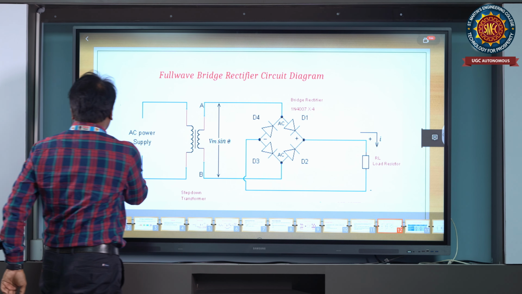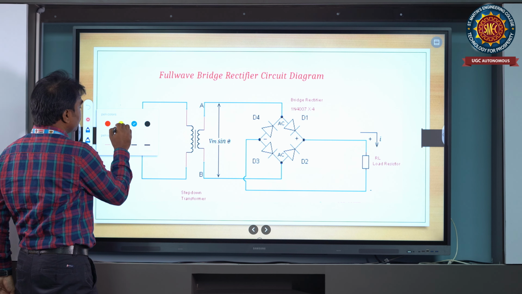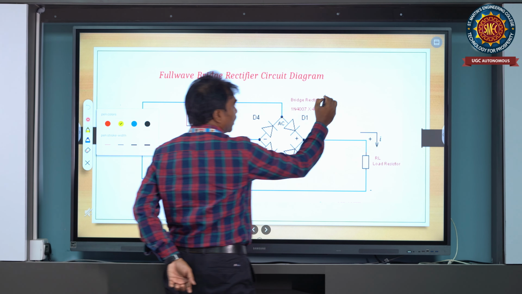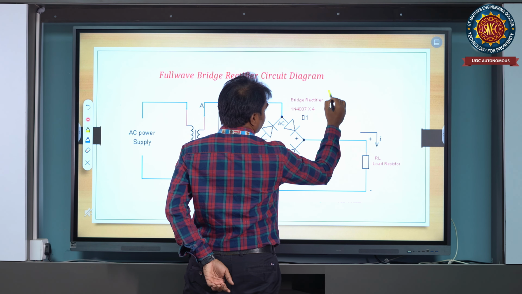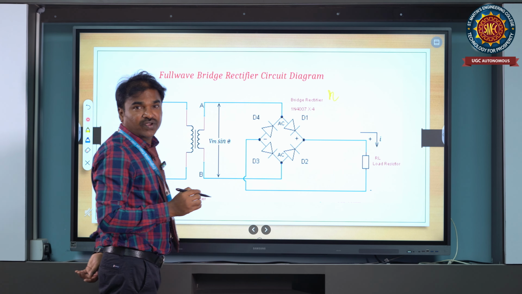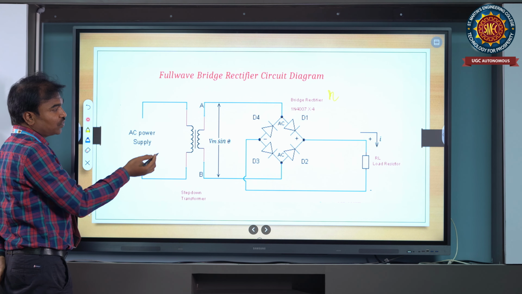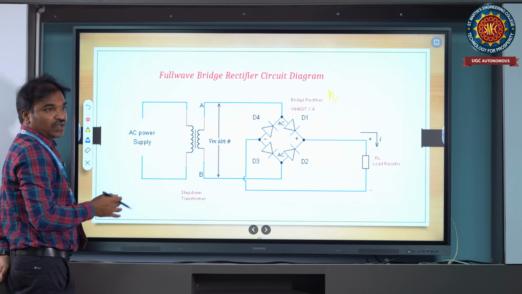Now what is the advantage of this one? Same efficiency. How much is the full wave rectifier efficiency? That is the same, 81.2% of the same efficiency.